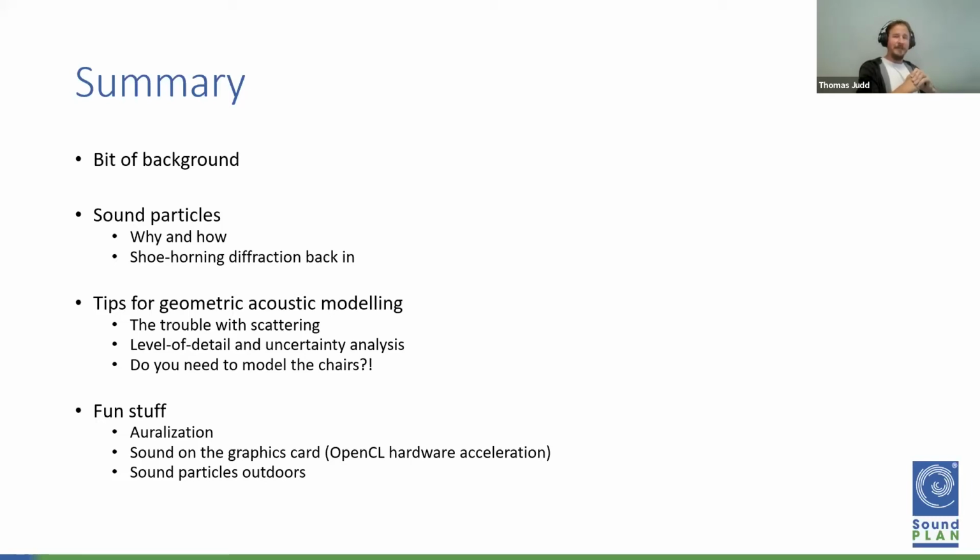And finally, very futuristic, the idea of taking these sound particles outdoors. We're not the only people doing this sort of method, but pretty much everybody has them exclusively as an indoor method. Nevertheless, there's potential to take them outdoors. Let's say you're doing an outdoor concert or something. The trouble is you do have to think about some of the extra physics which occurs outdoors. And I'll bat some ideas around there.